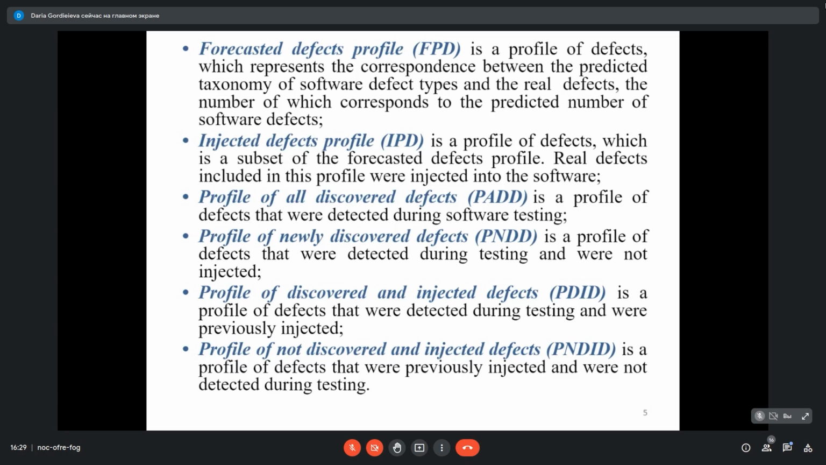Profile of newly discovered defects is a profile of defects that were detected during testing and were not injected. Profile of discovered and injected defects is a profile of defects that were detected during testing and were previously injected. And profile of not discovered and injected defects is defects that were previously injected but were not detected during testing.